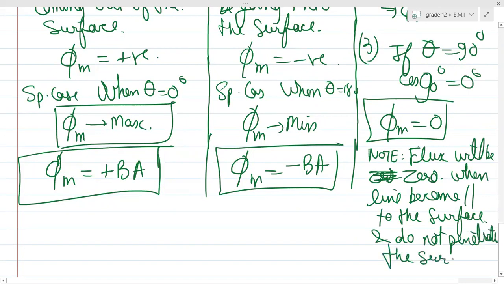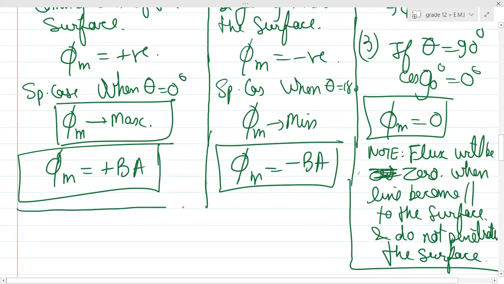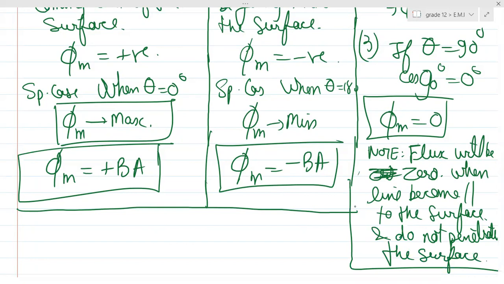Are you getting my point, guys? If the lines become parallel to the surface, they will not penetrate the surface, hence no flux. Please write it.